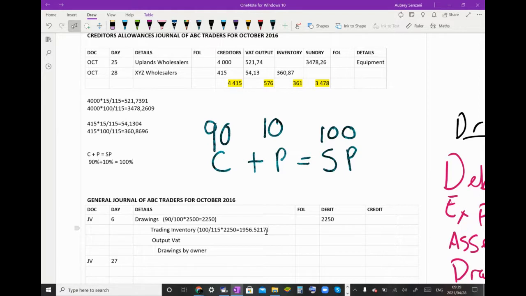Right. So now we're reducing the amount of inventory we have, because remember the owner took this out. All right. He went home with this. Okay. And we're crediting. Our trading inventory is going down. Remember, we kept saying, is this increasing, decreasing? This is why. Then finally, the output VAT, we can quickly just say, okay, what's the difference between the two? 2,250 minus what we just calculated, 17 gives us what? Okay.